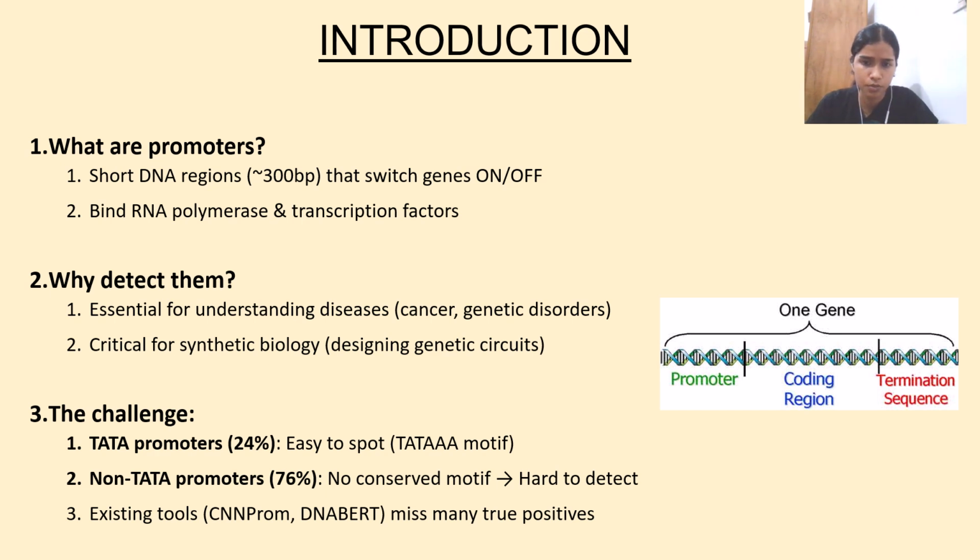Now, there are two types of promoters. About 24% are TATA promoters, which are easy to find because they contain a specific sequence like the TATA box. But the remaining 76% are non-TATA promoters. These don't have any fixed or conserved patterns, so they are much harder to detect.